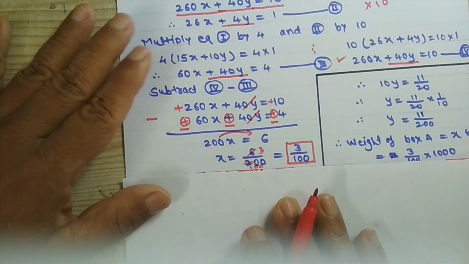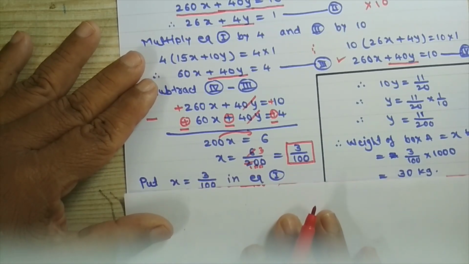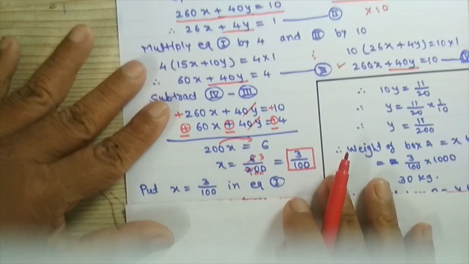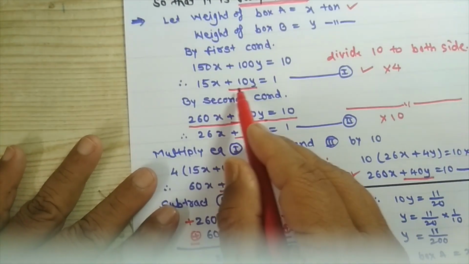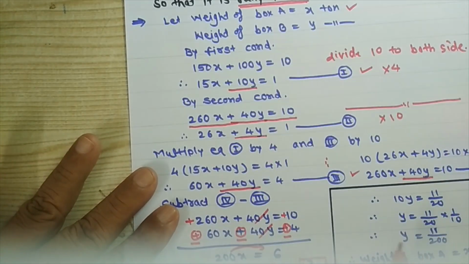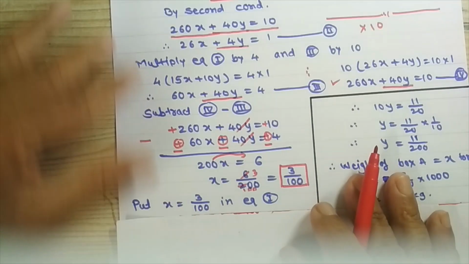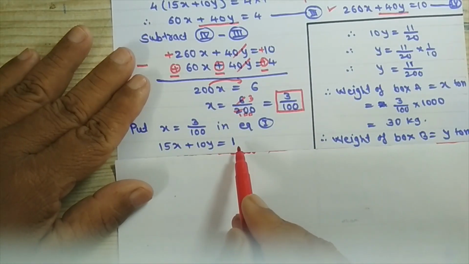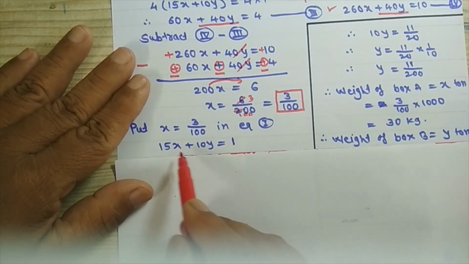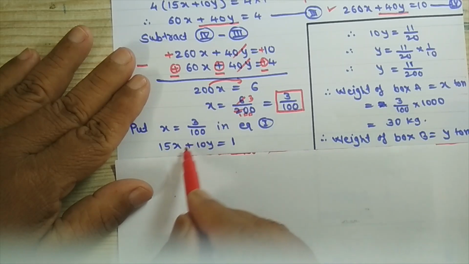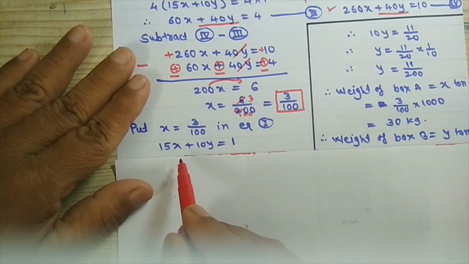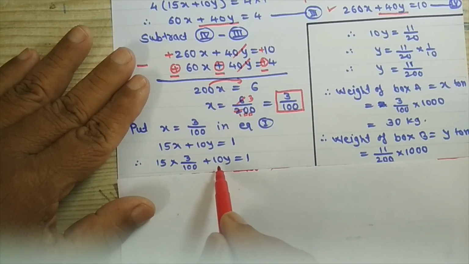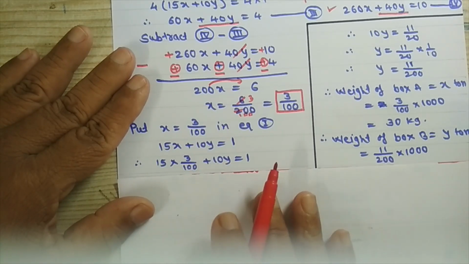Okay, we have to put that value in any one of the equations. See here, put x is equal to 3 upon 100 in equation number 1. Equation 1, we know that 15x plus 10y is equal to 1. In that equation, in place of x we write 3 upon 100. Then it becomes 15 into 3 upon 100 plus 10y is equal to 1.